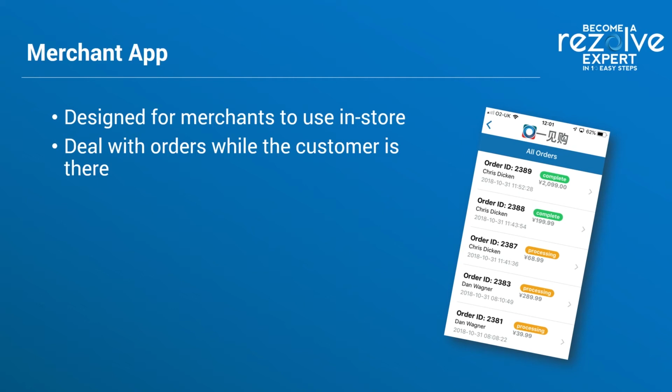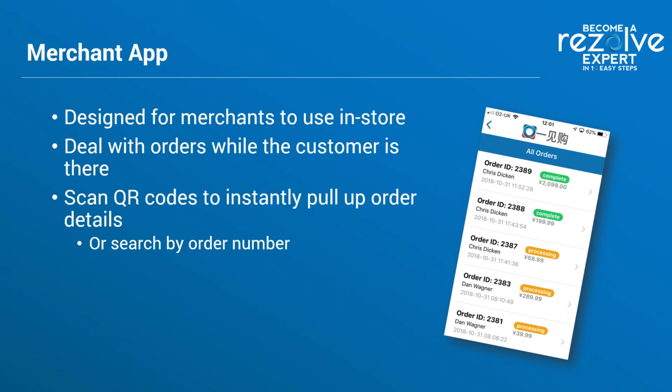So when the customer's there and they say, I've come to collect my order, what you do is you scan the QR code that's on the order screen, and you pull up the order details within the customer's app. It includes a QR code, you scan that, or you can search by order number. It then brings up the details of the order, and then you as the merchant, while you've got the customer there in front of you, can just tap a button on the app, and it'll mark that order as being complete. So let's take a look at the Merchant app in action now.